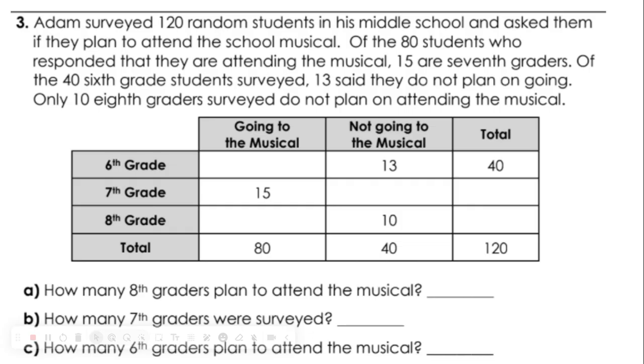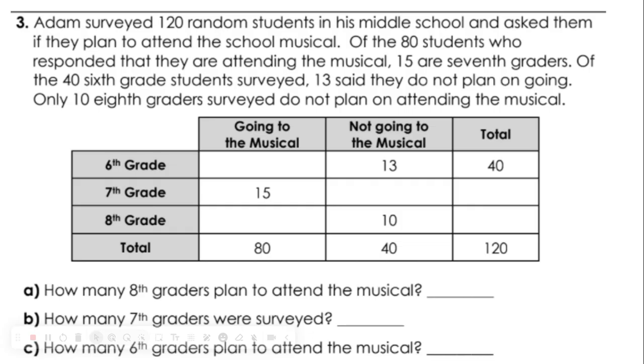So it says Adam surveyed 120 students in his middle school. Notice the 120 is at the bottom and the rest of the information is put in. The 80 is already there. We see the 15 is there, the 40 is there, the 10 is there, and the 13. So they have put in these numbers for us. So they were kind of helpful, right? So we need to fill out the rest of the table.